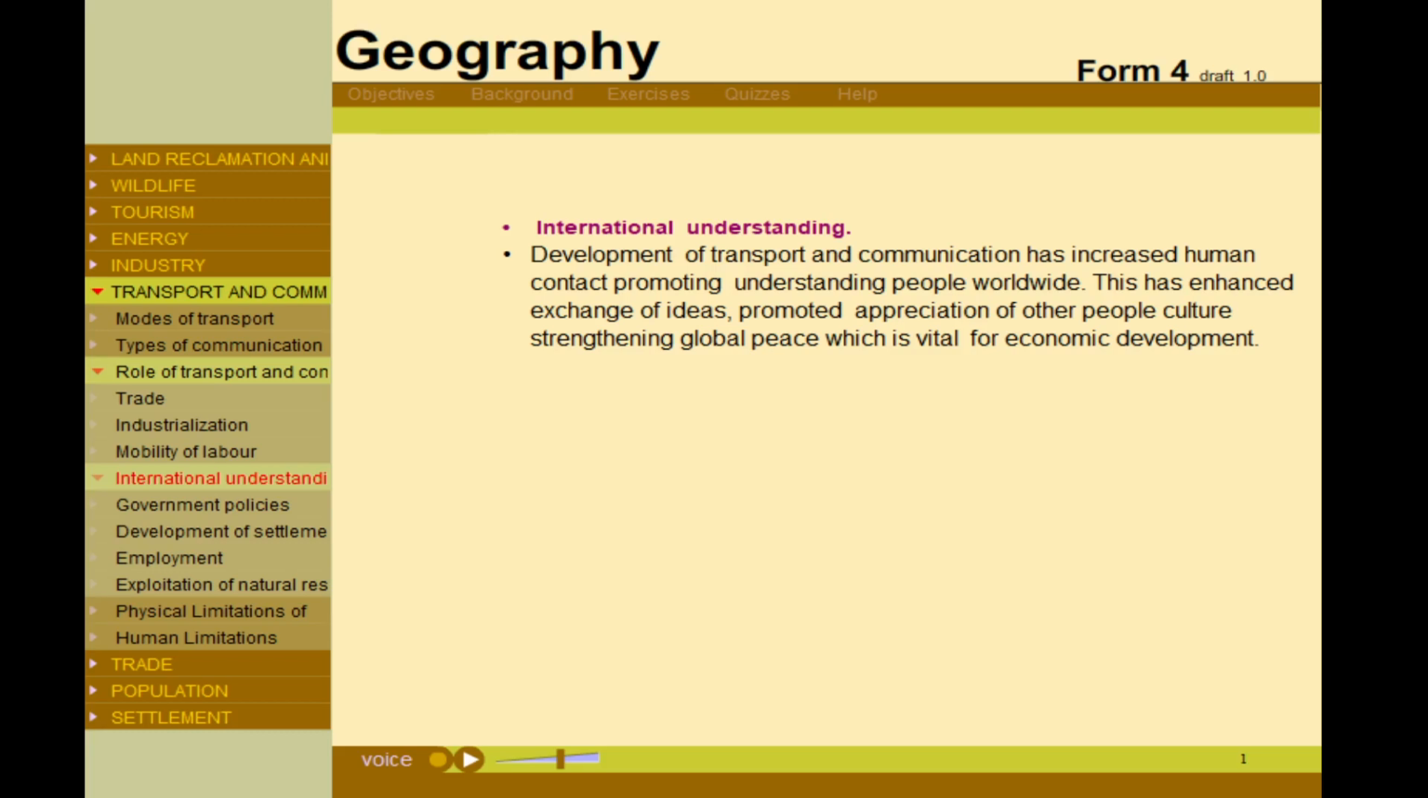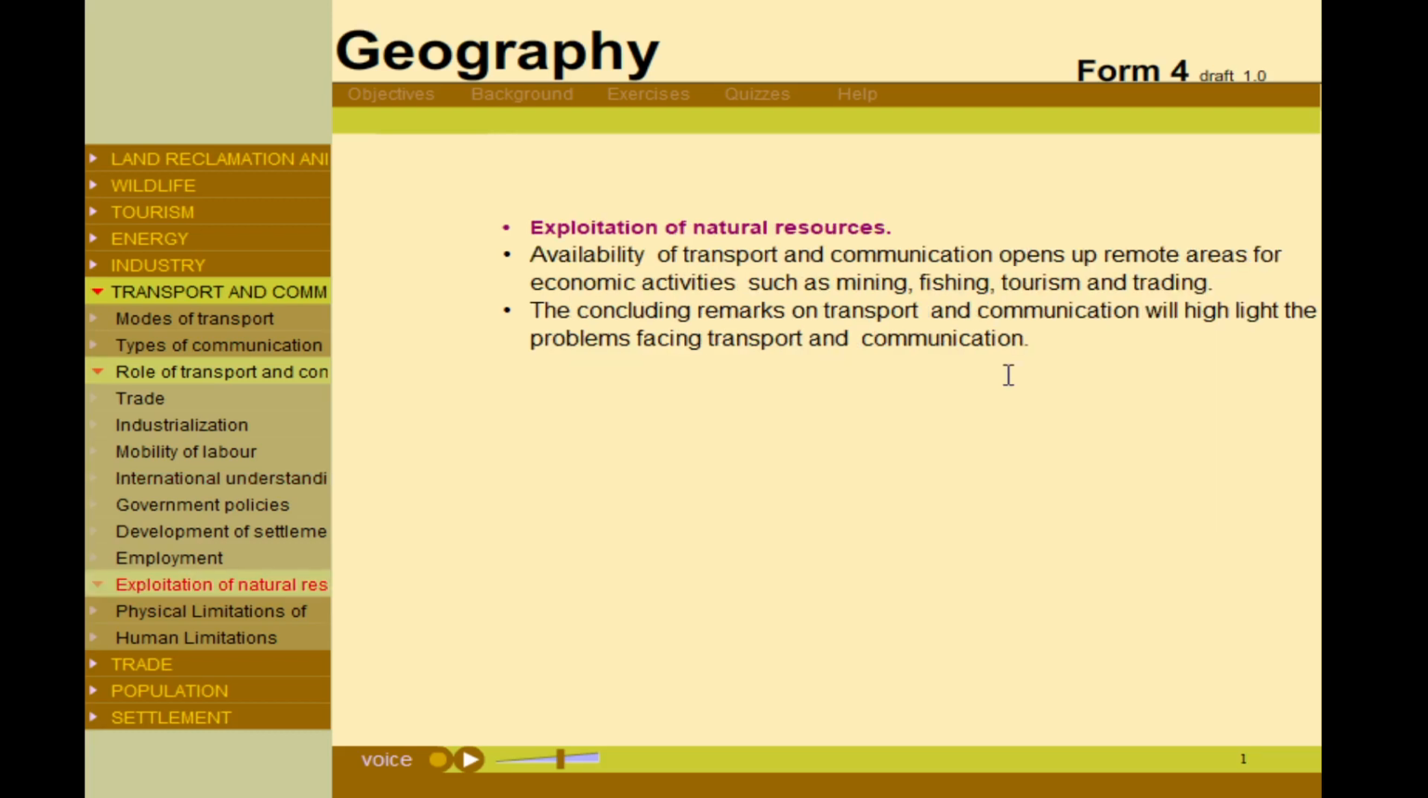Exploitation of natural resources. Availability of transport and communication opens up remote areas for economic activities such as mining, fishing, tourism, and trading.